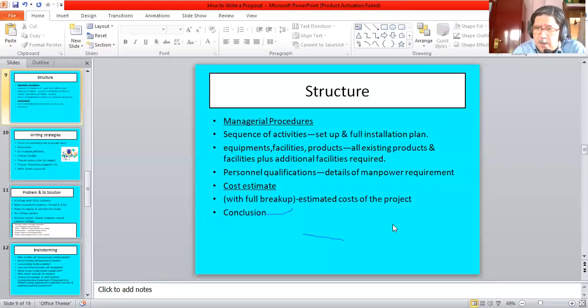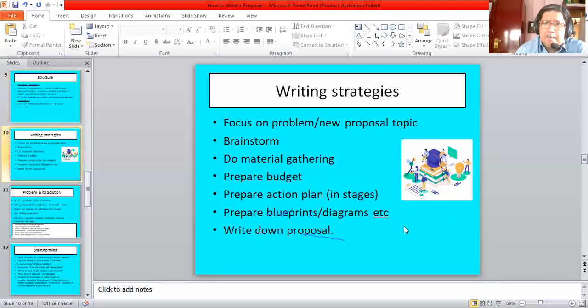The full breakup of the costs with the detailed cost calculations of each and every aspect of it. So all this, followed by a conclusion. So this is mainly the format of the proposal.